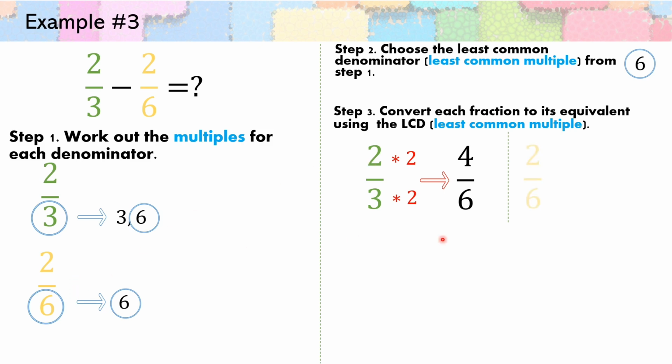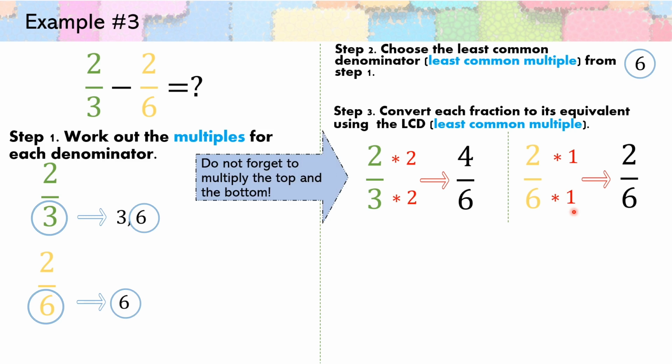Let's go to the subtrahend. 2 over 6. What is that number to be multiplied with 6 to arrive at 6? Of course, it's 1. So that is 6 times 1, and then multiply the numerator with the number used in the denominator as a multiplier. We have 2 times 1 equals 2, and 6 times 1 is 6. So that is 2 sixths. Again, do not forget to multiply the top and the bottom.